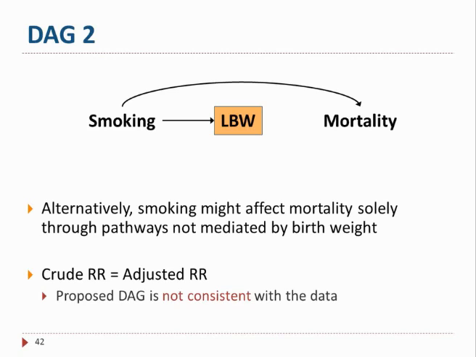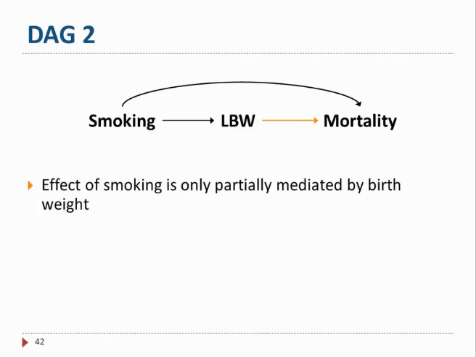Here, whether we adjust for low birth weight or not, we're going to see the same effect if our world follows this DAG. But in fact, we saw very different estimates when we adjusted for low birth weight and when we didn't adjust. So again, this is a case where it's not consistent with the data that we saw.